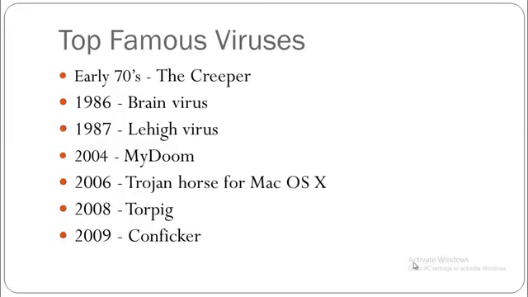After that, we had Robert Memory virus, the Trojan horse for Mac OS X, Torpig, and Conficker. So these were also important, but we had other different types of viruses such as the Robert Morris worm, that invaded ARPANET computers and disabled 6,000 computers on the network by overflowing their memory banks with copies of itself.